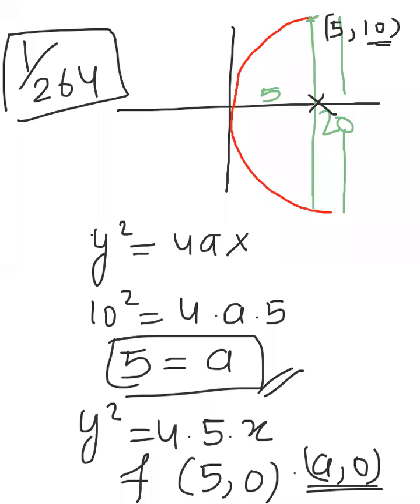Now we are going for question number 2. Keep in mind, this question is very important. An arch is in the form of a parabola with its axis vertical. An arch is in the form of a parabola with its vertex, sorry, axis vertical.